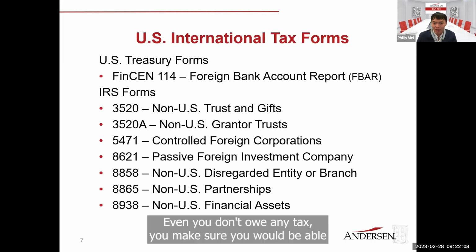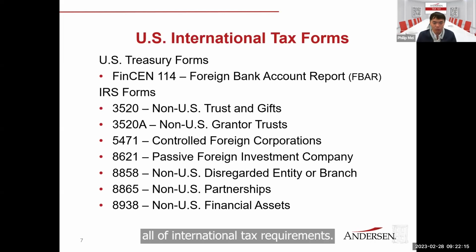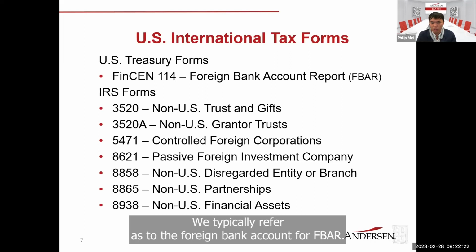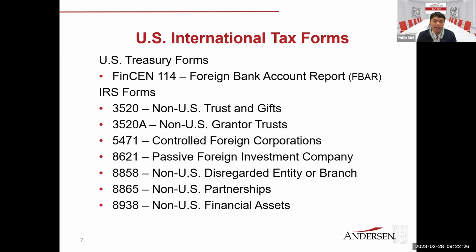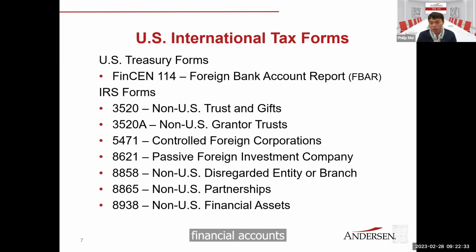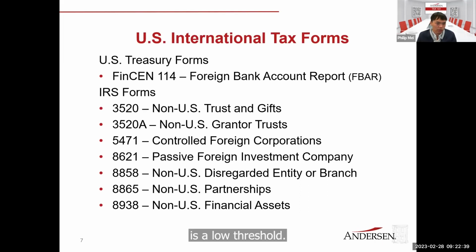That's why it's at the top of the really important items that we always advise our clients. Even if you don't owe any tax, make sure you review all the holdings that you have and fulfill all the international tax requirements. Some of the common ones: one of the US Treasury forms, FinCEN 114, we typically refer to as the Foreign Bank Account Report, FBAR. It requires the taxpayer to disclose the maximum balance of all the non-US financial accounts, as long as the aggregated highest balance is over $10,000 US, which is a rather low threshold.